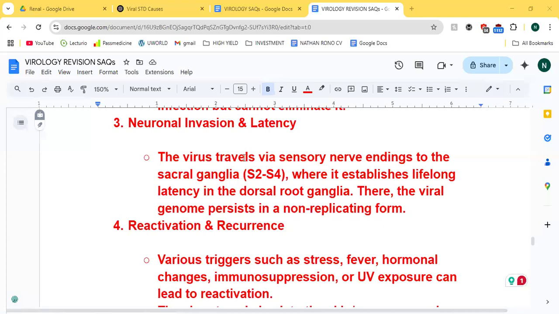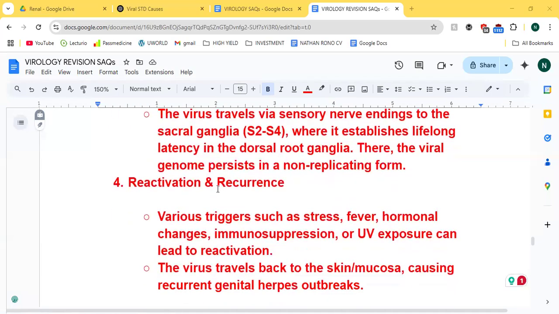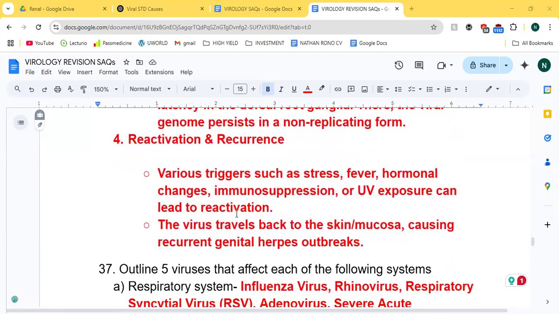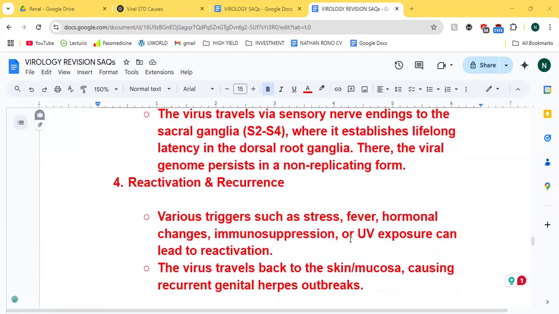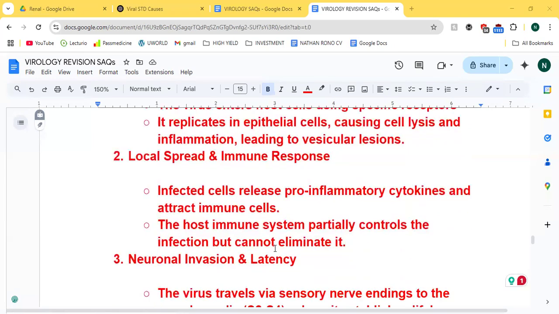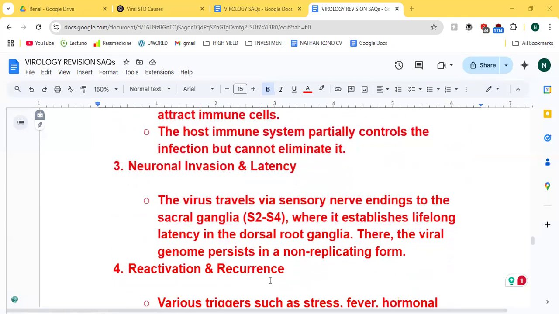Remember, as it stays latent, there are some things that will cause reactivation, such as stress, fever, hormonal changes, immunosuppression, and UV exposure. Once it reactivates, it will travel back to the skin, causing recurrent genital herpes outbreaks. Okay, so is it clear? You start with the infection, the spread, the latency, then reactivation.